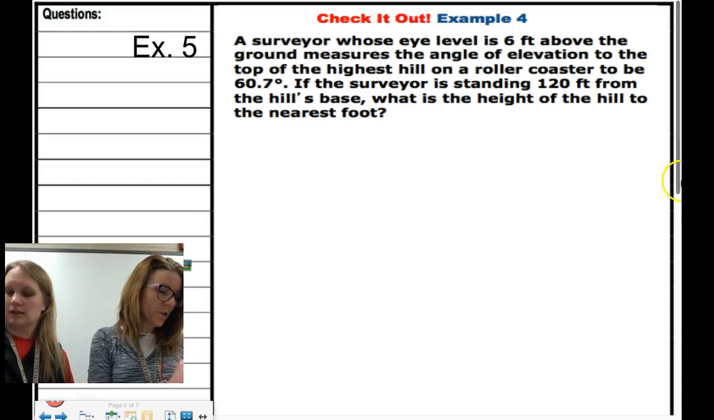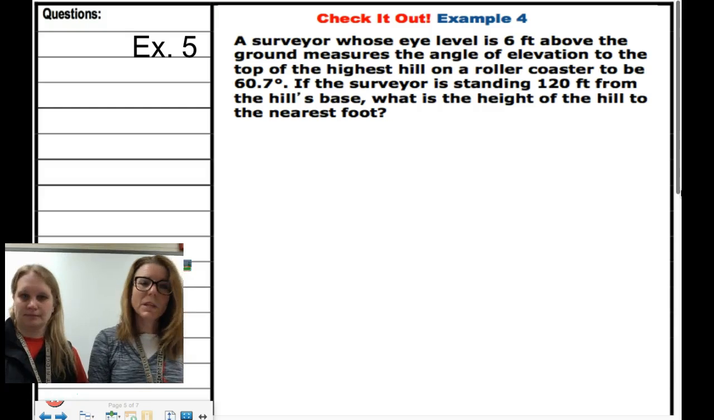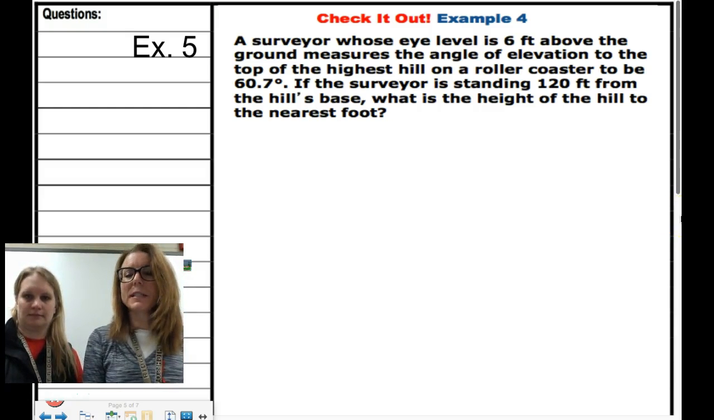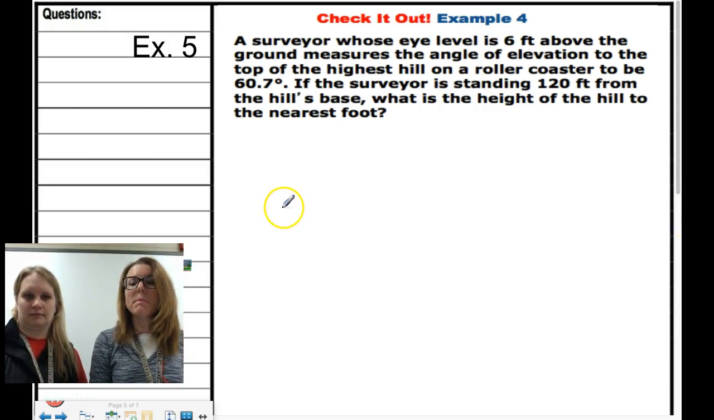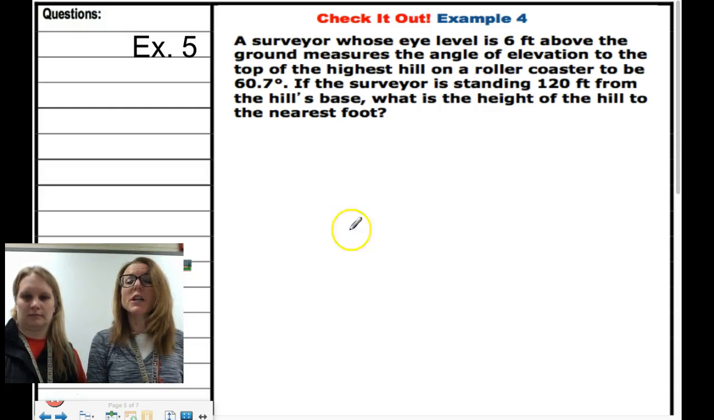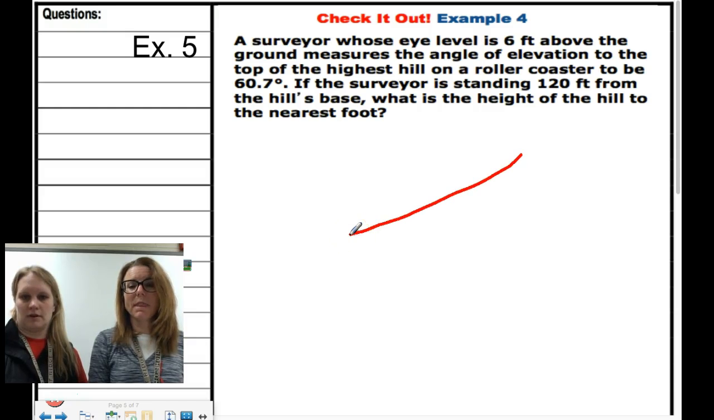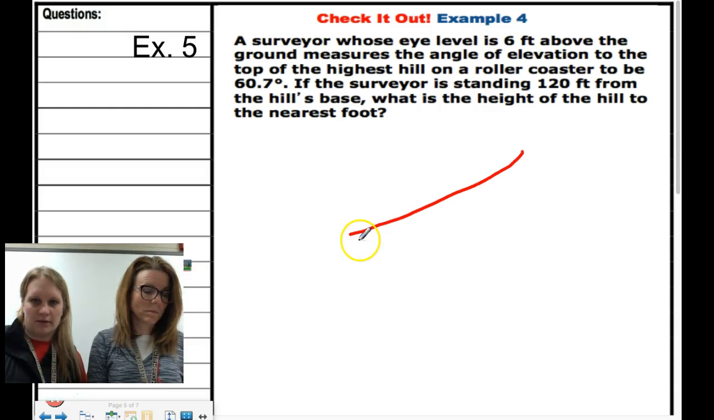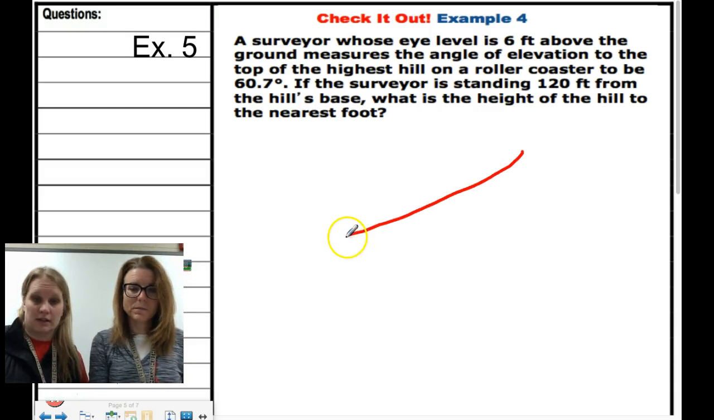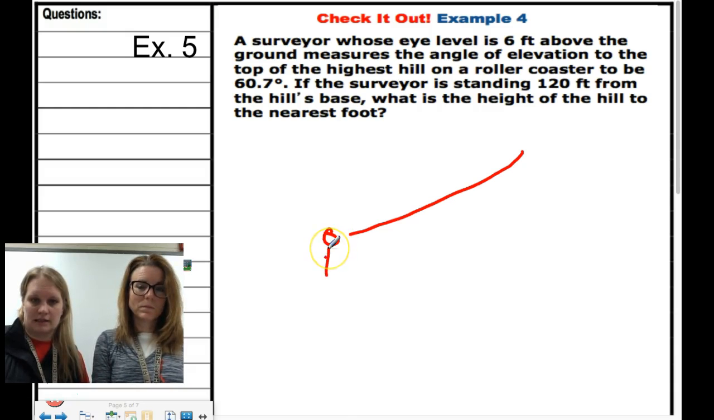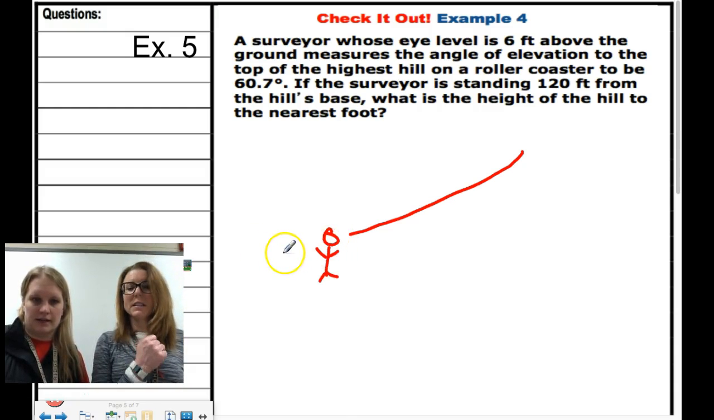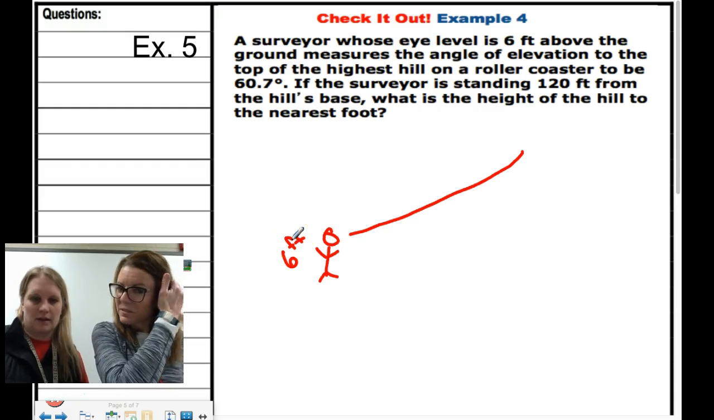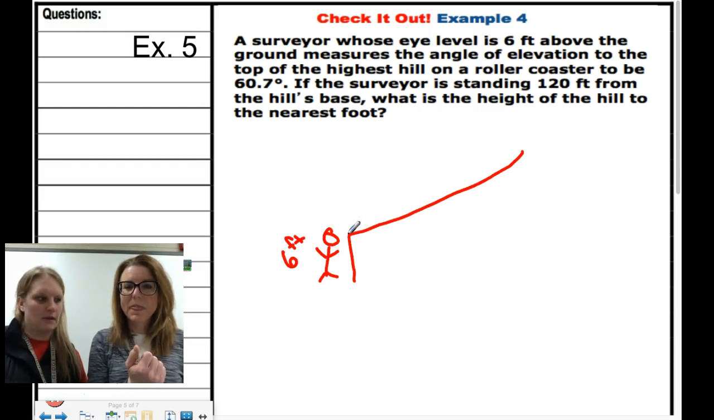So should we try this one? Sure. All right. A surveyor whose eye level is 6 feet above the ground measures the angle of elevation to the top of the highest hill on a roller coaster to be 60.7 degrees. So here's our roller coaster. Sorry, the surveyor whose eye level is 6 feet above ground. So here he is. He's already 6 feet up. Got it? Okay.